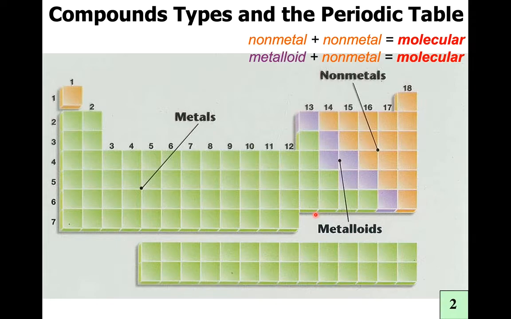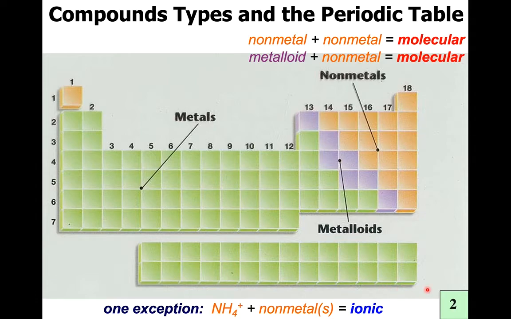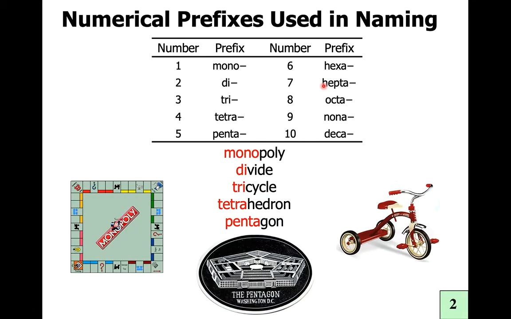All right, so to remind you, if we have all nonmetal atoms together, that's a molecular compound. If we have metalloid plus nonmetal atoms, that's a molecular compound. The only exception being if we have NH4, the ammonium cation, plus some nonmetals, that is an ionic compound. That's one of our only exceptions. If we have a metal plus nonmetals, it's always ionic.